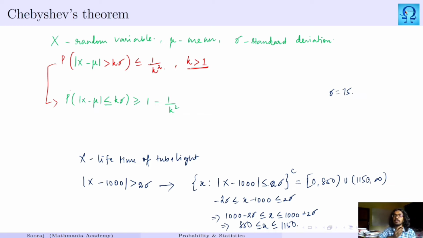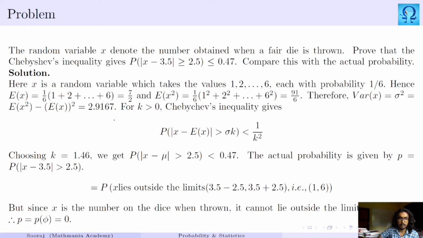This is a rough estimate of the probability, and I'm telling you this is not going to give you a better estimation, but still, to start with some estimation of the probability, this Chebyshev's theorem is useful. Now let us look at a problem.